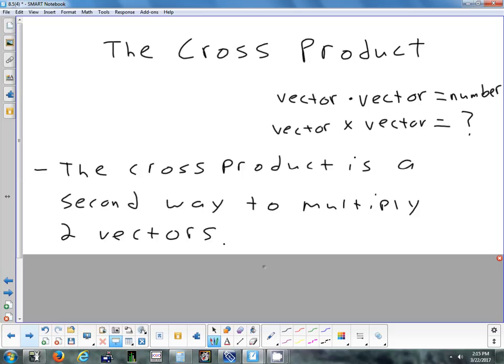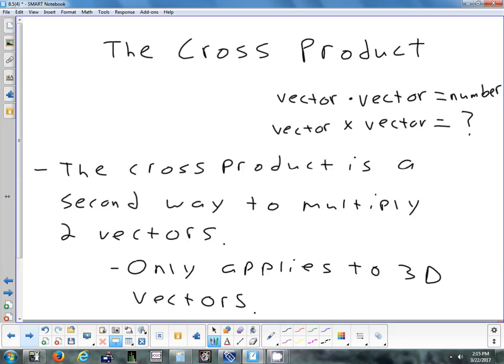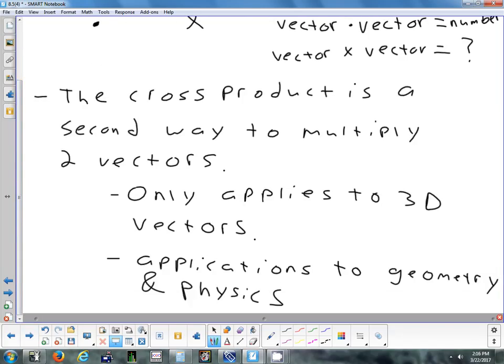The cross product is a different way to multiply 2 vectors. How would you know in the problem whether they want you to do a cross product or a dot product? You will see this symbol for a dot product. You'll see this symbol for a cross product. As I mentioned earlier, a cross product only applies to 3D. You cannot do what we're doing right now in 2D. It's not possible. And there's a lot of different applications to cross products. We don't look at any applications. All I want you to know is how to do it.